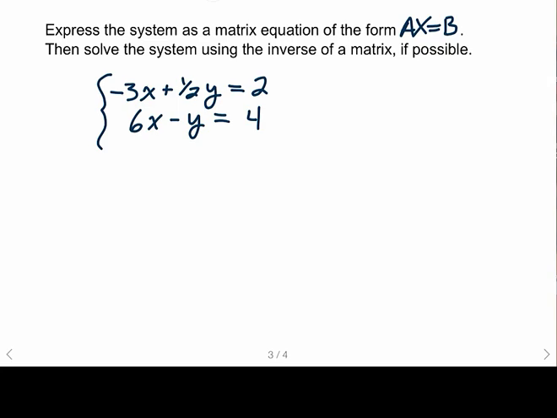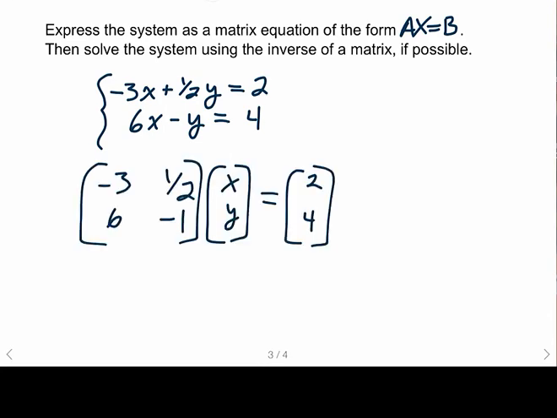Next, our system is -3x plus 1/2 y equals 2, 6x minus y equals 4. Same instructions, so pause the video and write this down as a matrix equation of the form AX equals B. So you should have the matrix [-3, 1/2; 6, -1] times the column matrix (x, y) equal to (2, 4). Now, to find the inverse of that matrix, we're going to set up the augmented matrix [-3, 1/2 | 1, 0; 6, -1 | 0, 1] and try to perform row operations.